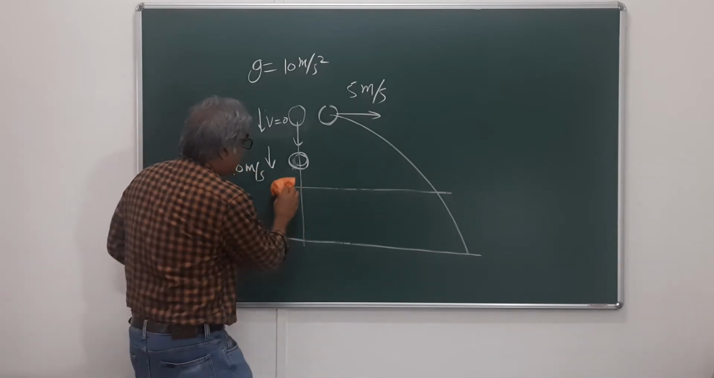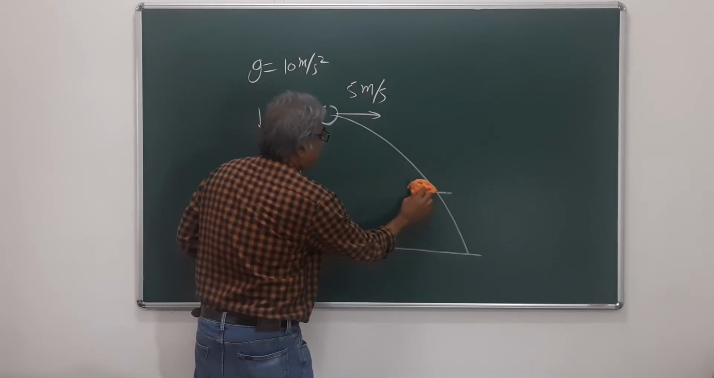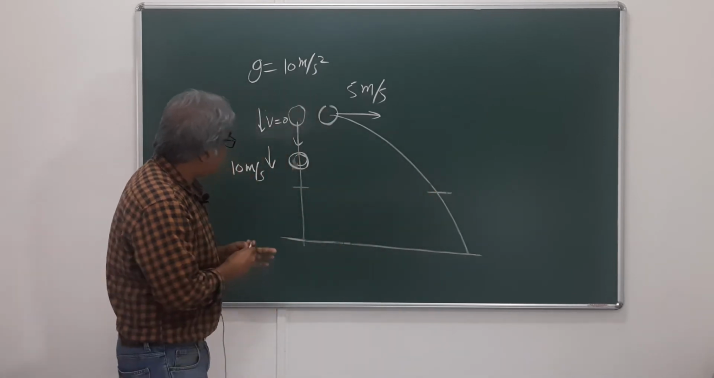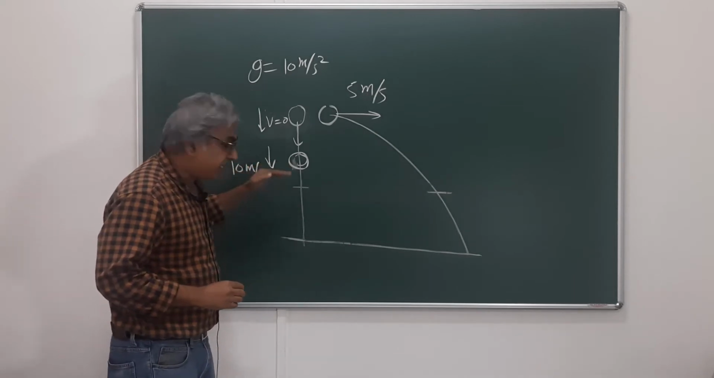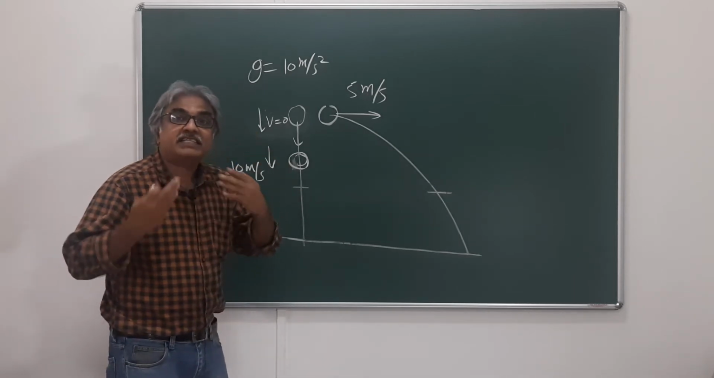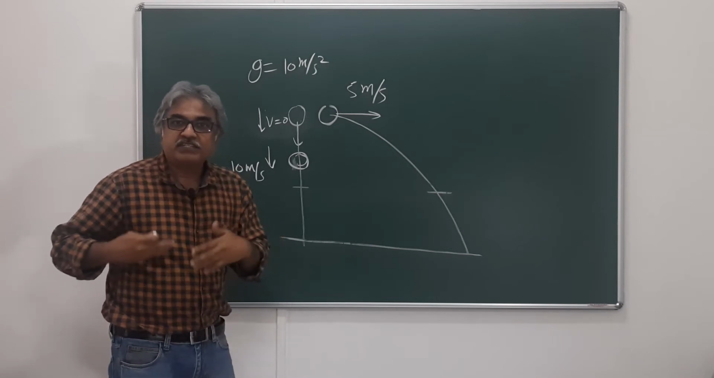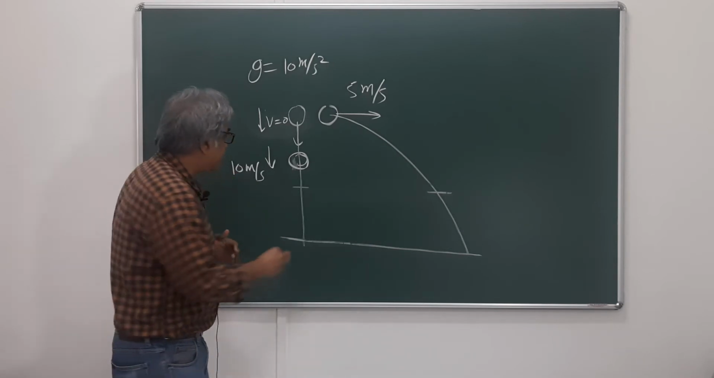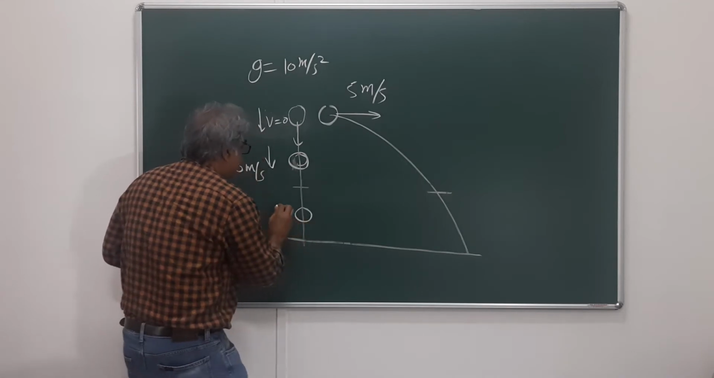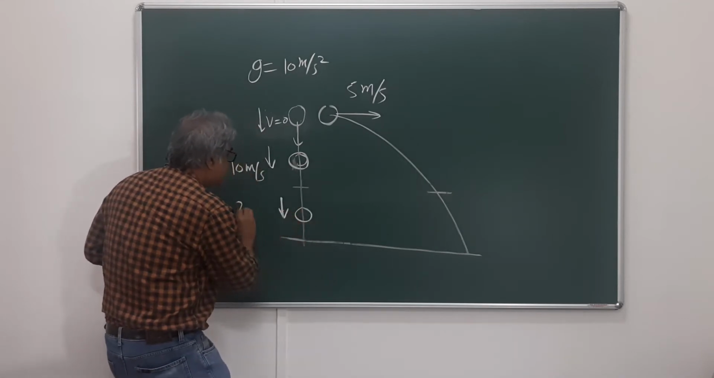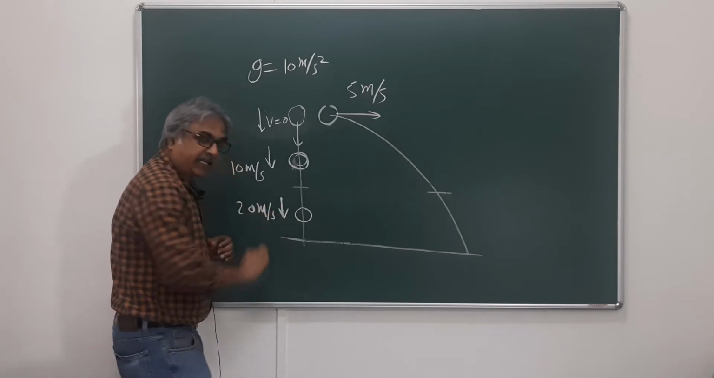Let's say after yet another second, what will be its velocity? Its velocity will be 10 plus 10, because every second velocity is increased by 10 meters per second. So after another second, let's say the ball is here and its velocity will be 10 plus 10, which is 20 meters per second.